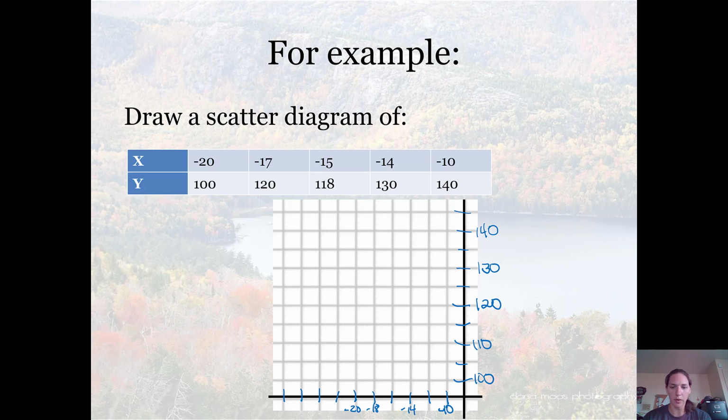So at -20, we're at 100. And at -17, we're at 120. At -15, we're at 118. Should be about here. At -14, we're at 130. And at -10, we're at 140. Okay, so there's our scatter diagram.